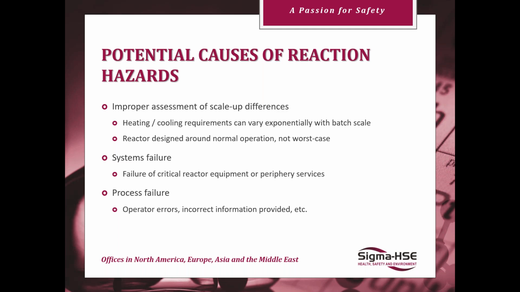The next stage can be systems failure, so failure of critical reactor equipment or peripheral services. It can either be a failure of the cooling system on the tank or even monitoring systems external to it, but they mean that you might not be able to react to any changes. And also process failure. That can be operator errors, incorrect information provided, that all comes under process failure.